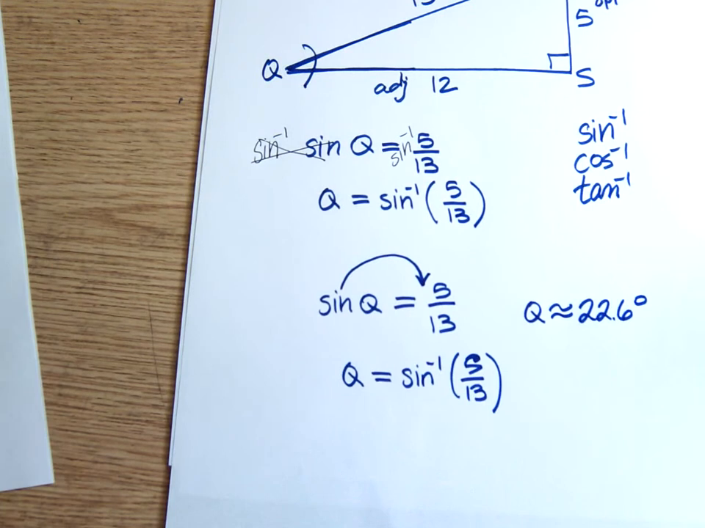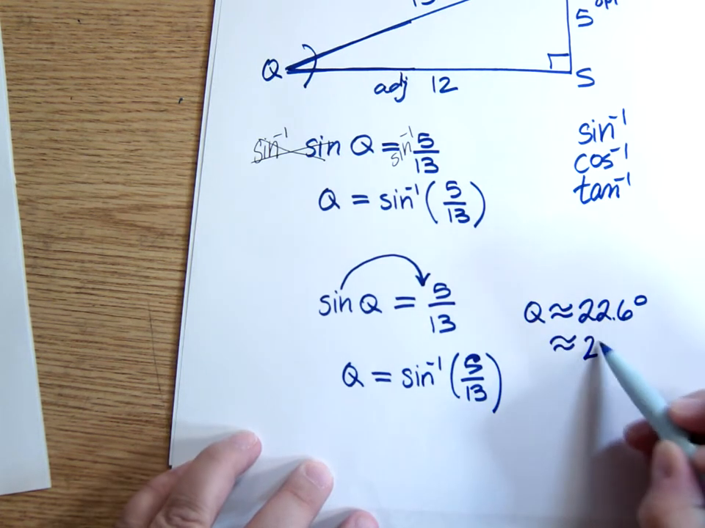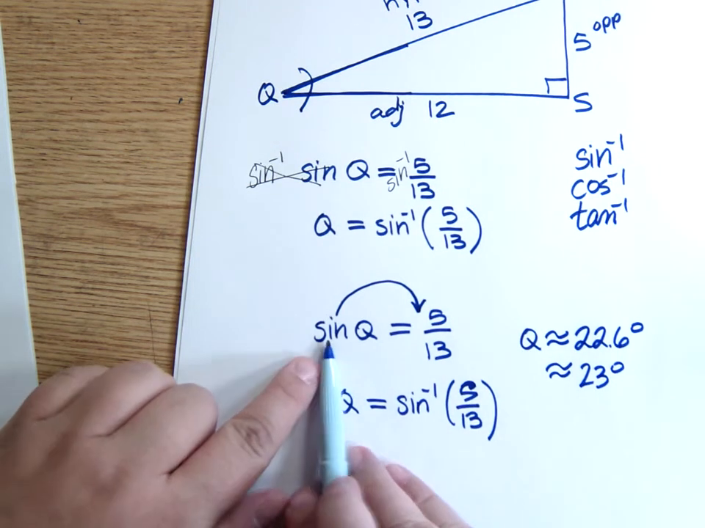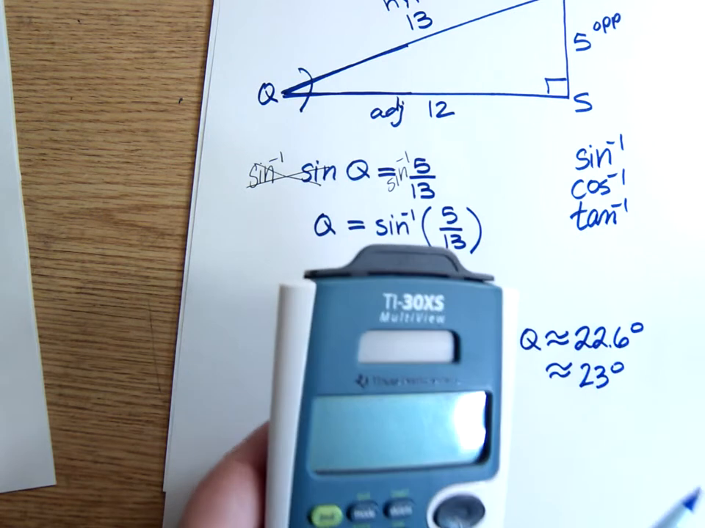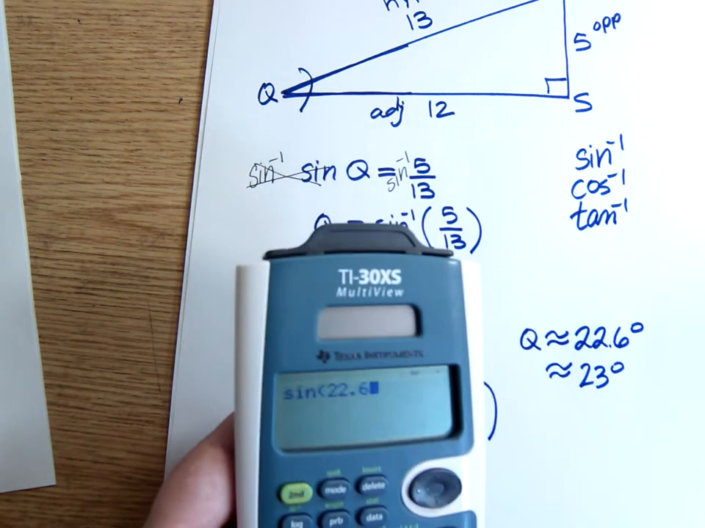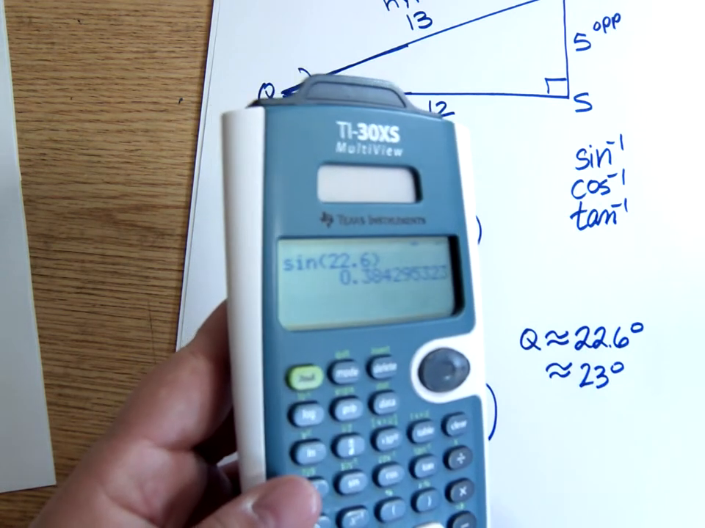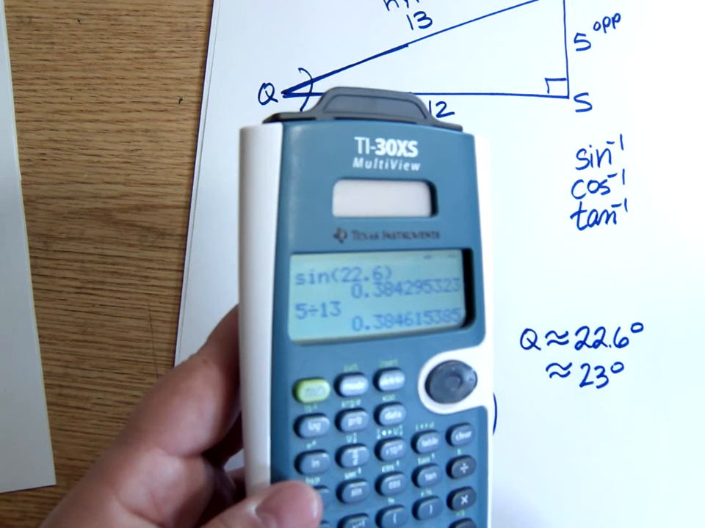A lot of times with degrees, when we're doing angles, we go ahead and round to the nearest whole number. So I would probably take that up to 23 degrees. In other words, if I take the sine of 23 in my calculator, sine of 22.6 really, notice this is just regular sine, I should get something pretty similar to 5/13, and it is.